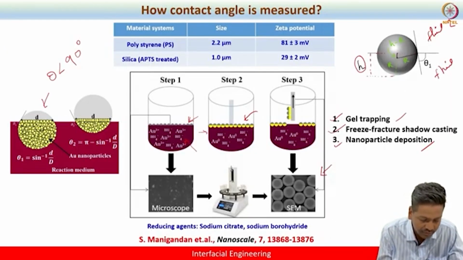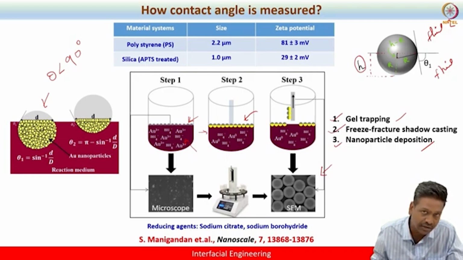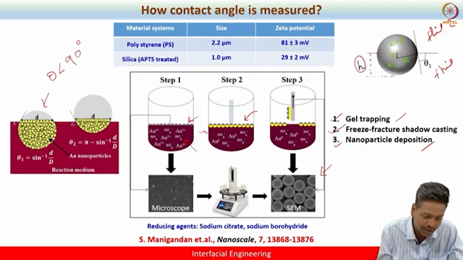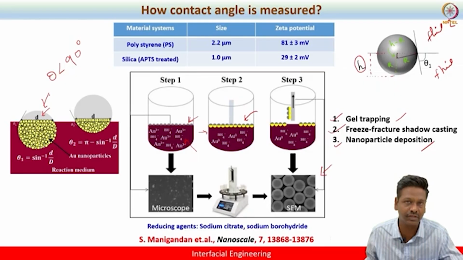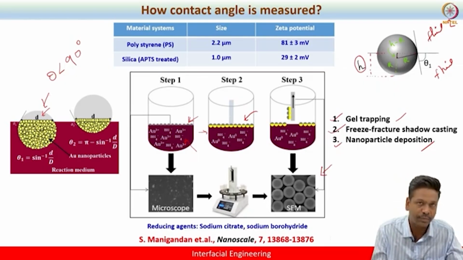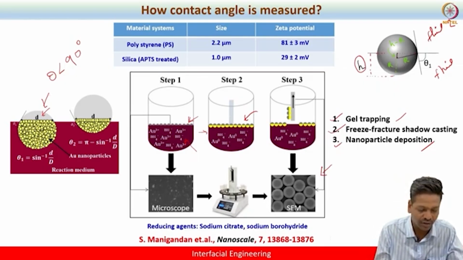So you can see that as they nicely deposit on the surface, by transferring them onto the glass substrate and imaging them using scanning electron microscopy, from the top you can understand from the morphology that there is an uncoated region, which is denoted using the small d, right? So this will help us understand what theta 1 is.